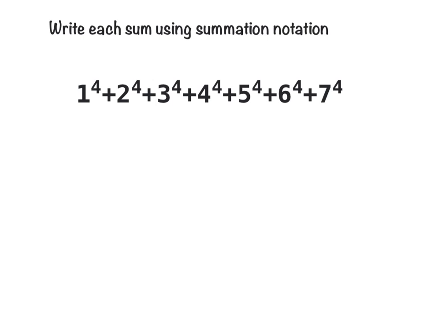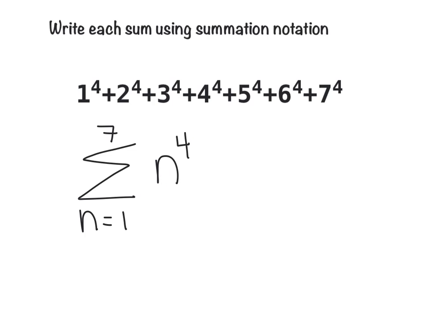Okay, well, this is 1 to the fourth, 2 to the fourth, 3 to the fourth, 4 to the fourth. So I'm thinking that this is the summation, obviously we're adding, of a number to the fourth power, and I want to start that number off at 1. So 1 to the fourth matches, 2 to the fourth, 3 to the fourth, 4 to the fourth, 5 to the fourth, and I want to end this summation at 7. And I think that does it.